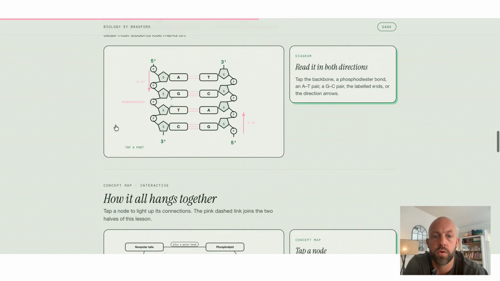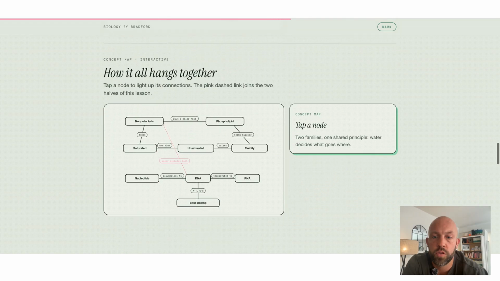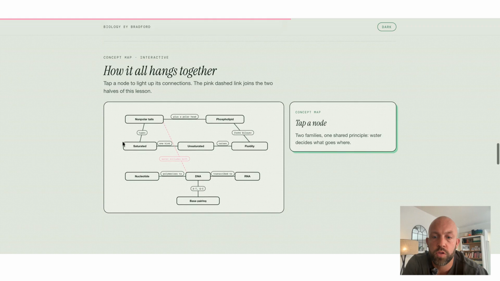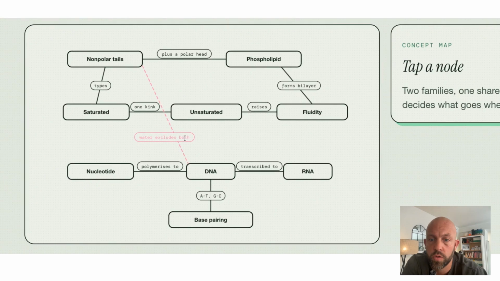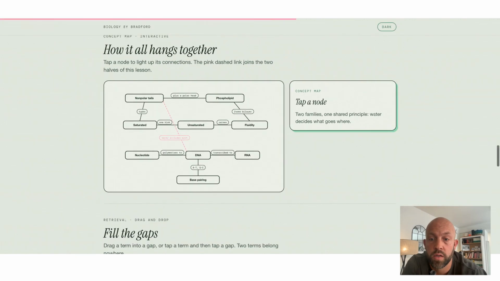Nice little mind map for you to have a look at how it all fits together down at the bottom. One thing that I'll point out at this junction here is this pink line. So water excludes both. And that's just meaning, when we have this non-polar tail on DNA, they are both hydrophobic. And you can have a go at filling in the gaps.